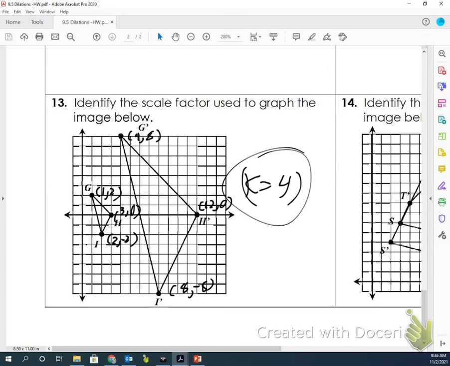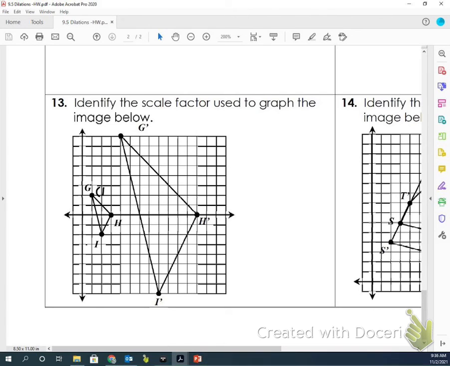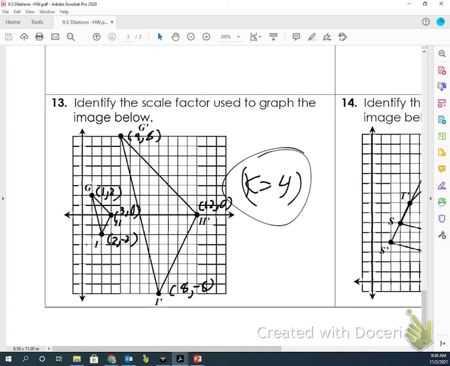Last odd, and so basically what you do here is you pick 2 points, G and G prime. So G is 1, 2, G prime is 4, 8, H is 3, 0, H prime is 12, 0, and that's I. So what you do is you take the prime and you divide it by the original, the pre-image. So 4 divided by 1 is 4, 8 divided by 2 is 4, 12 divided by 3 is 4, 0 divided by 0 is, well, can't do that. 8 divided by 2, 4. So all of the image points are 4 times bigger than all the pre-image points, so the scale factor has to be 4.